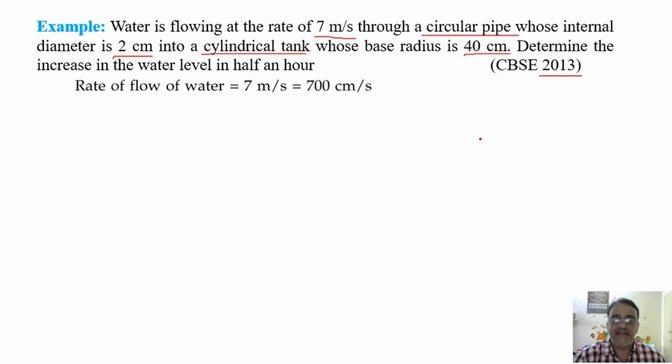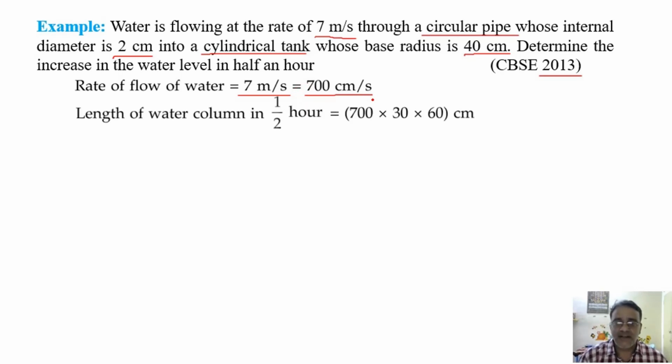So first of all, the rate of flow of water is given 7 meter per second, and to convert to centimeter we have to multiply with 100. The length of the water column in half an hour will be, this is per second, so for half an hour we multiply by 30 into 60. In 1 hour, the total number of seconds is 3600, 60 into 60. So half an hour will be 30 into 60.